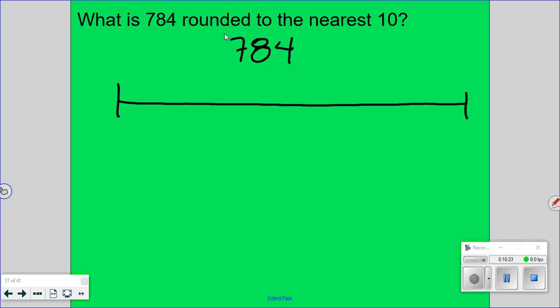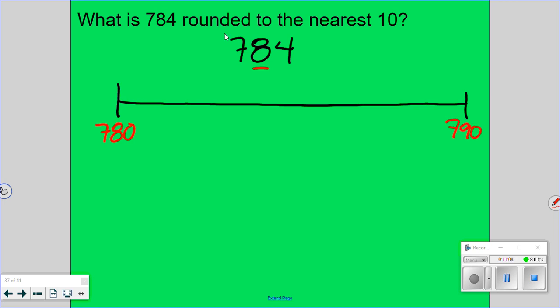Now this is where it can get a little tricky, because now we need our endpoints. What two skip counts of 10 are going to go around 784? Remember that trick we looked at last time? Let's look at what's in the tens place. Not 700 and 800. Look at those tens places. Paxton? 780, 790. You see where that came from? 780, 790.